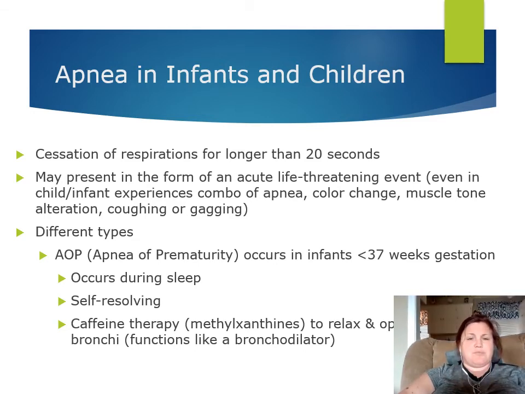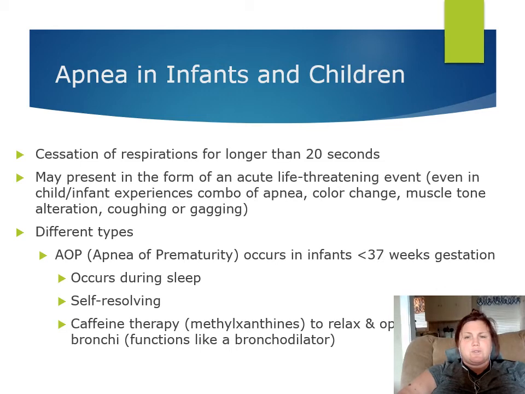So, cessation of breathing or respirations for longer than 20 seconds. It is not the same thing as newborn periodic breathing. That is the irregular respiratory rhythm we see in infants or newborns, where they have pauses up to 20 seconds between breaths, different from apnea or true apnea.